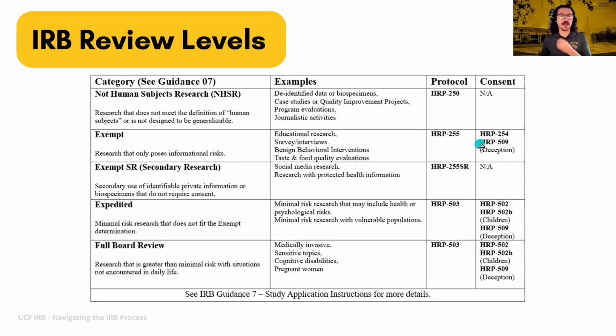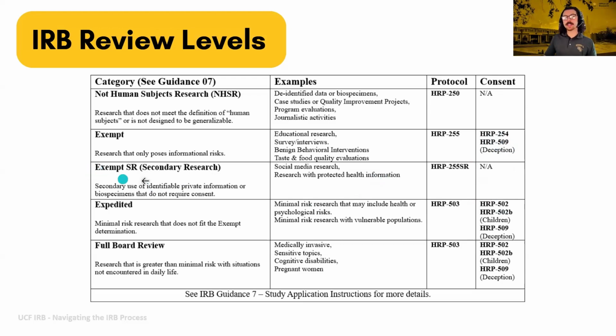Hopping back in here, the HRP 509, this is only if your research involves deception or incomplete disclosure. So let's just say I'm a psychology student. I want to conduct a study where the participants aren't really being told the full picture in the consent form. Sometimes that can be justified for psychology research, depending on the research questions. But the 509 here is basically like a debriefing form that would be given to participants after they go through that project that had some level of deception in it.